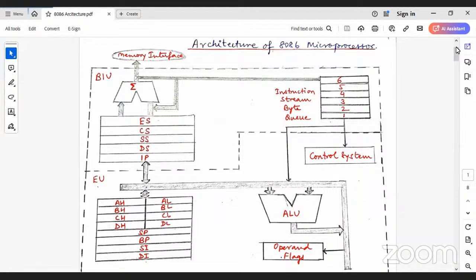Now, next one is generating physical memory address. Then the next important topic would be the addressing modes and instructions. That we can discuss in the next class because it will again be a big topic. So you can expect one or two long questions.